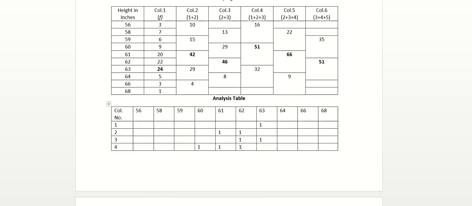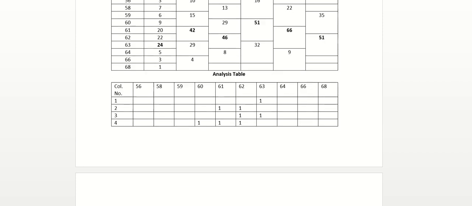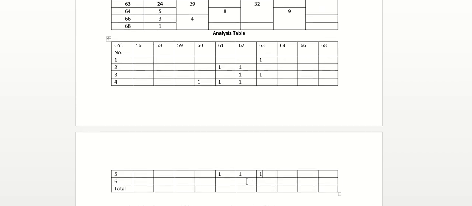Now column number 5, the highest value is 66 and it is corresponding to which values? 61, 62 and 63. So here 61, 62 and 63. And similarly for column number 6 the highest value is 51 and it is corresponding to 62, 63 and 64. So here 62, 63 and 64.